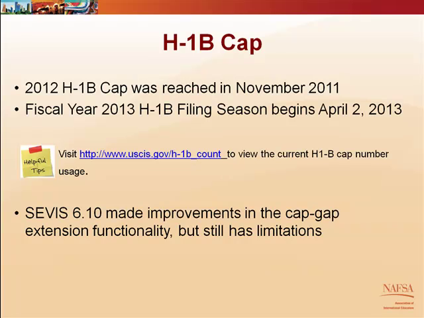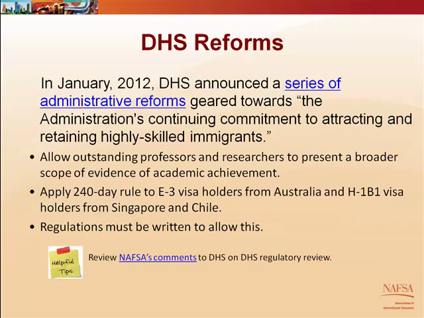SEVIS 6.10 contained improvements to cap gap extension functionality that will hopefully eliminate some problems reported in the past, such as SEVIS automatically shortening OPT or terminating a record when it shouldn't. The improvements do not address the reliability of the CLAIMS-SEVIS data interface, however, so they will only work if CLAIMS properly updates the SEVIS record with H-1B filing data.